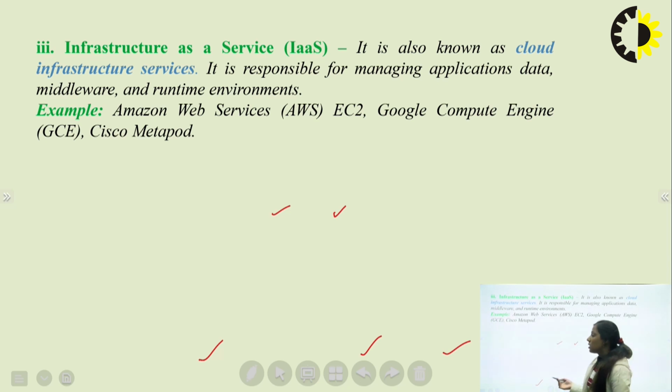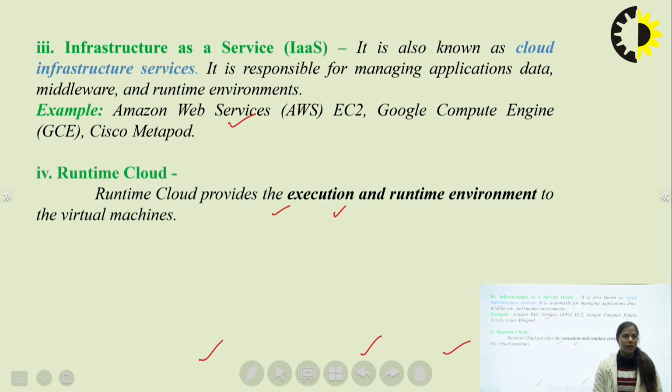These are popular examples of infrastructure as a service: Amazon Web Services, that is AWS EC2, Google Compute Engine, that is GCE, and Cisco Metapod. So these are the services provided by the cloud computing architecture.